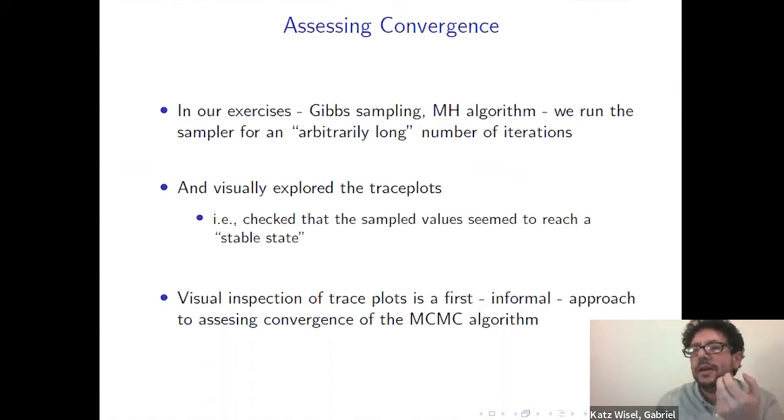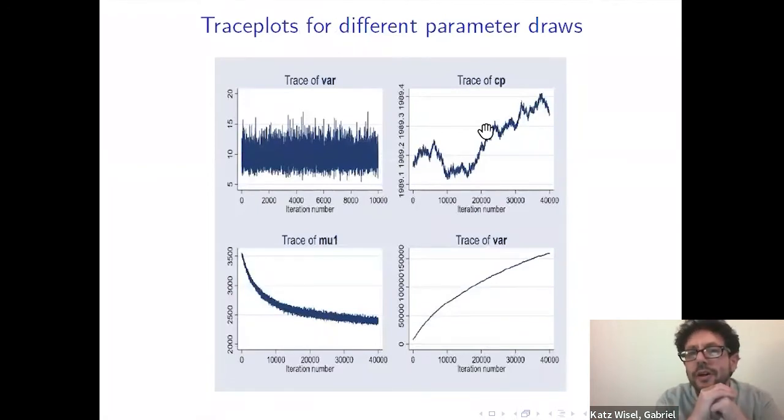One informal way of checking convergence, or that the parameters are being drawn from the stationary part of the chain, is through the visual inspection of the succession of parameter draws. So here you have a series of plots, each of which shows parameter draws. Some of these show that the parameters are being drawn from a stationary distribution, namely that the values of the parameters in subsequent draws are essentially similar. Take a look, for instance, at the upper left panel.